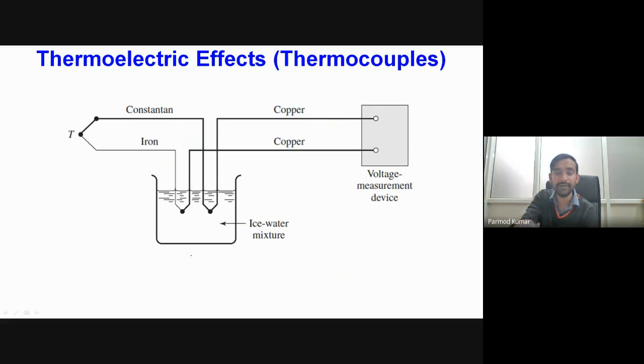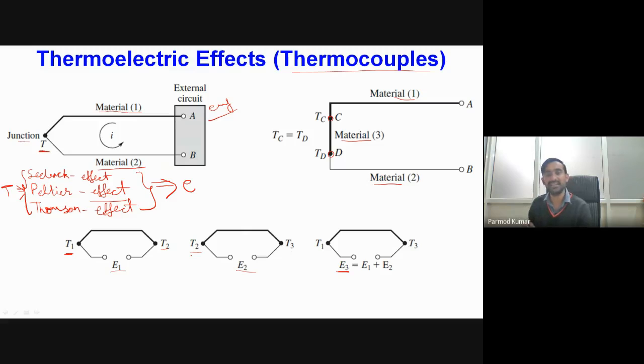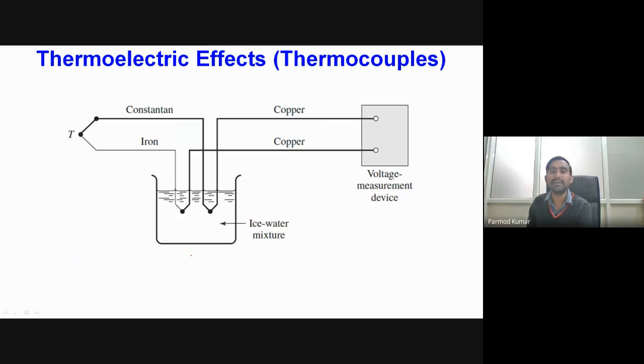Now, what we have seen in the previous slide is that if we have a certain junction between two wires, then obviously we will get a certain output voltage. But what will happen to the absolute value of the temperature? Because if we have to measure the absolute value of the temperature, then obviously we should have some reference point.